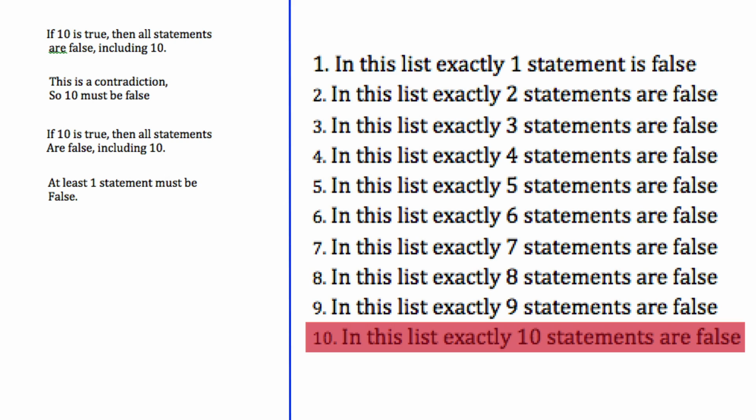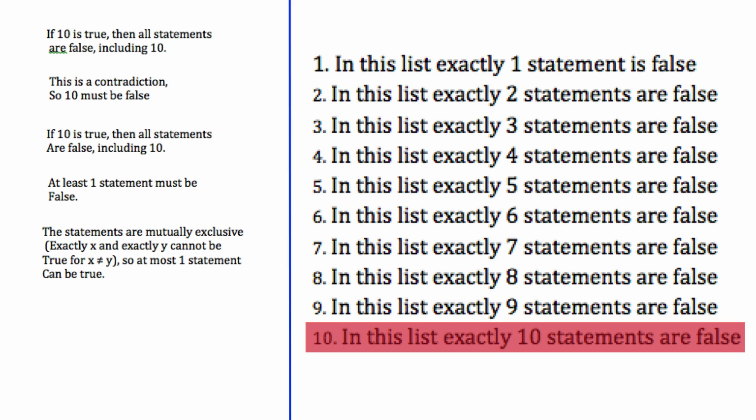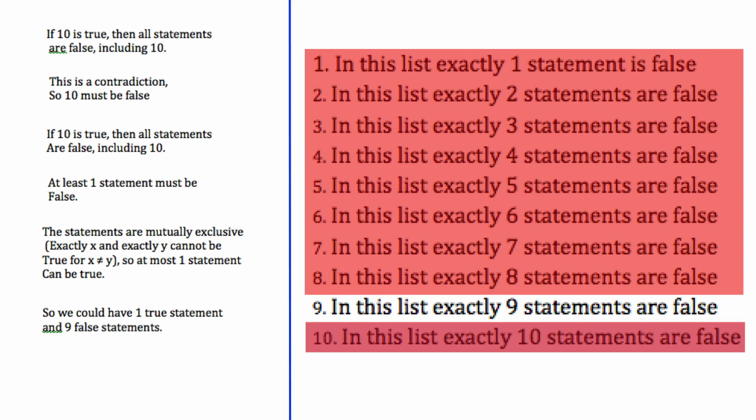How many of the statements can be true at the same time? The statements in the list are mutually exclusive. You cannot have exactly x statements be true and exactly y statements be true for x not equal to y. This implies at most one statement can be true. If one statement is true, that would mean 9 statements are false. So our candidate is we have 9 false statements, 1 true statement.